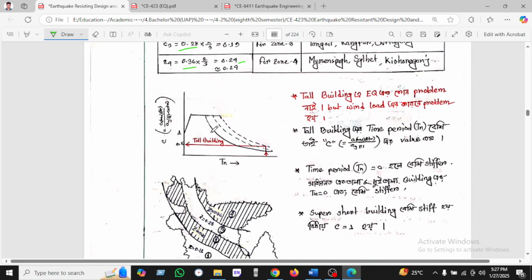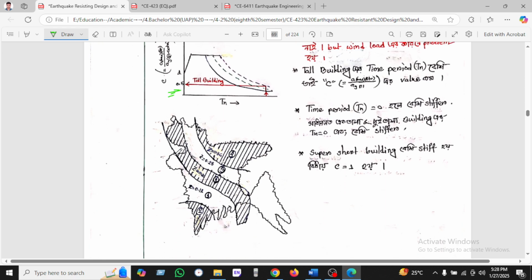Okay, so you can see here, for a tall building there is no problem for earthquake, but on the other hand there is a problem in wind for the tall building. As we have seen, for a tall building the structural response C value is much lower.